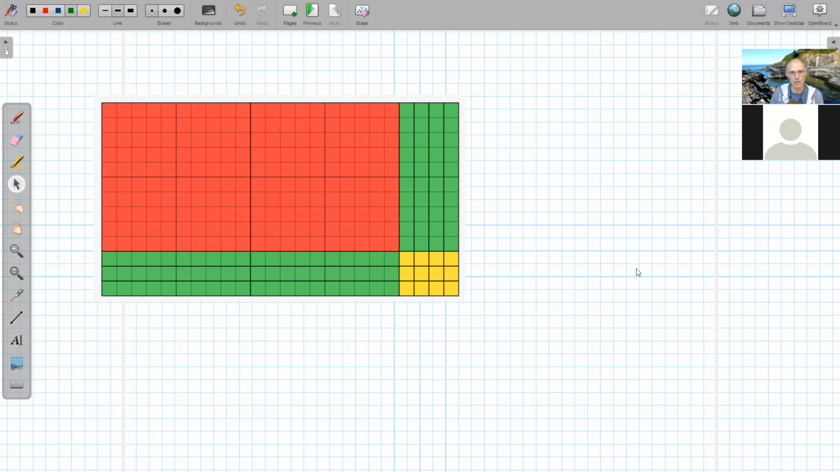So here I have an array of base 10 blocks. You could also call it an area. And the question is, what area do I have here? Well, when I look at this picture, the question I'm asking is, what multiplication is this?